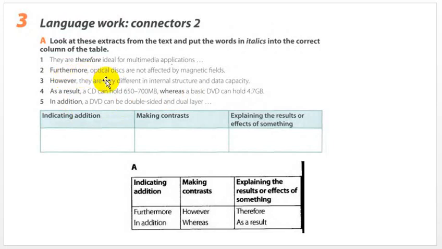Okay. Optical discs are not affected by magnetic field. However, they are very different in internal structure and data capacity. As a result, in conclusion, in addition and furthermore are the same. However and but are the same. However talks about two different sentences, and it connects two different ideas.